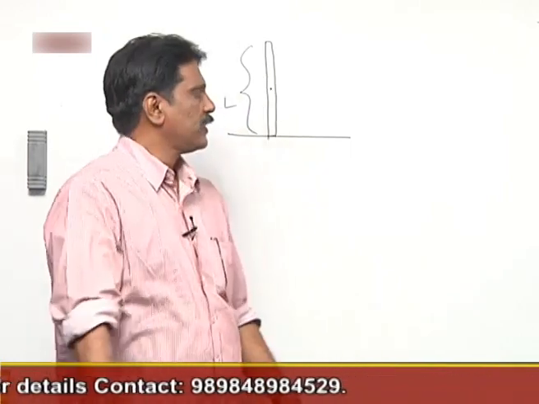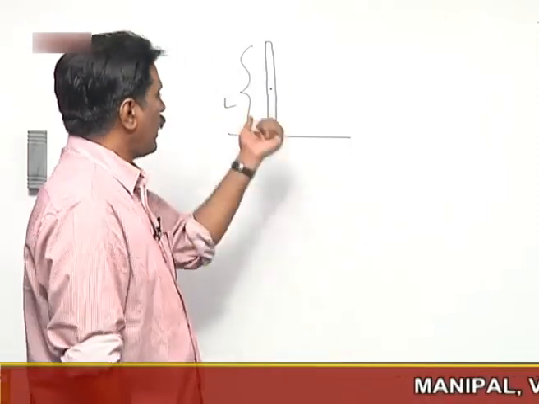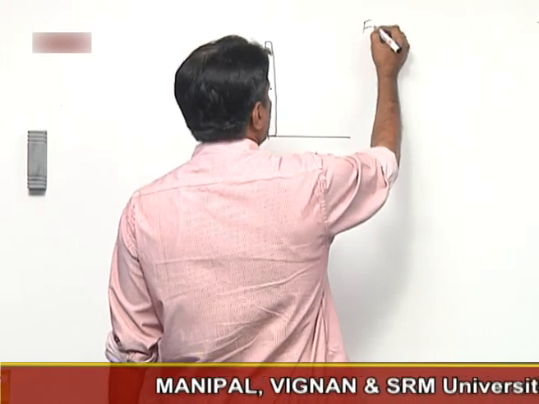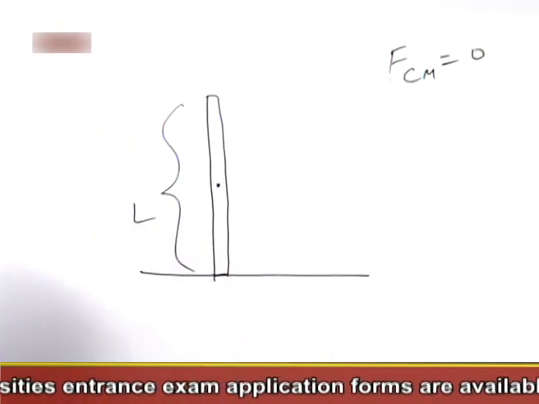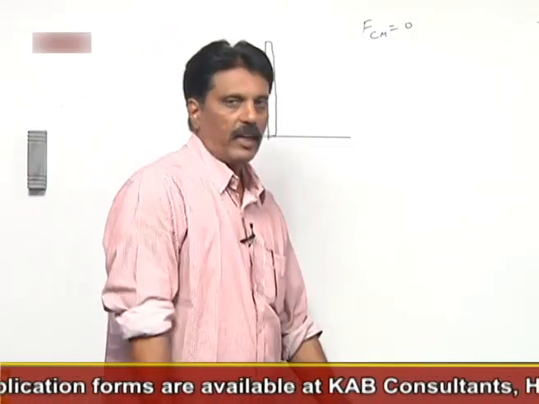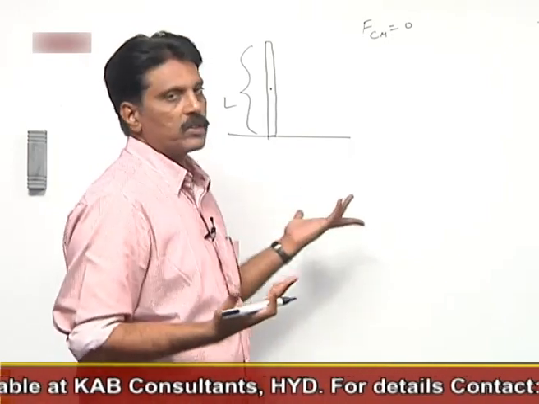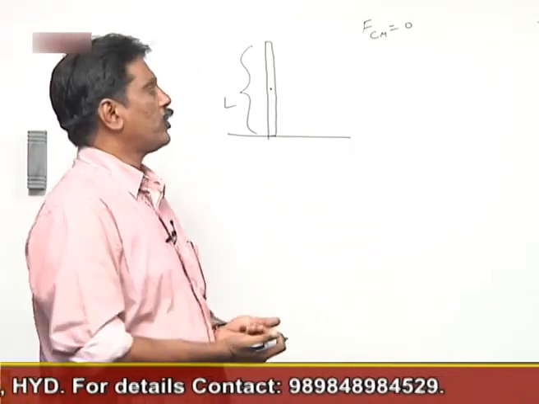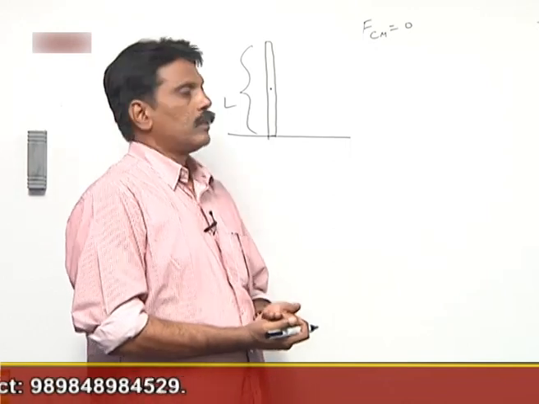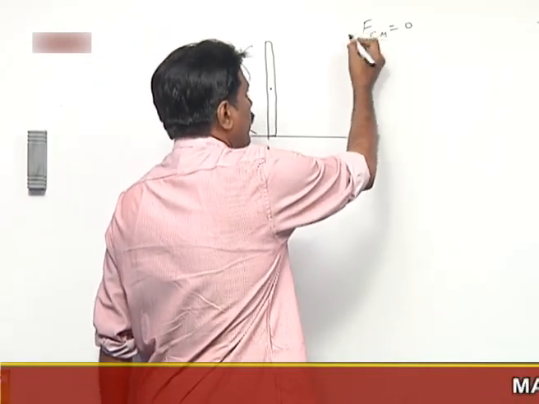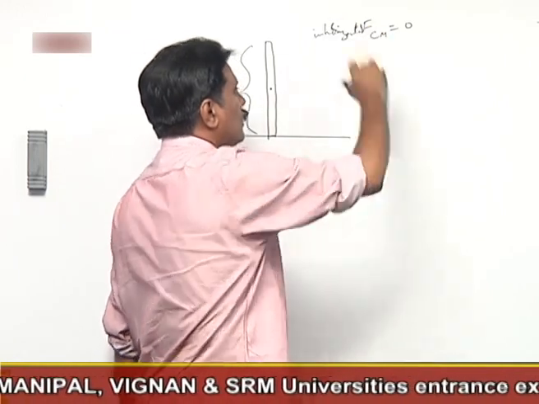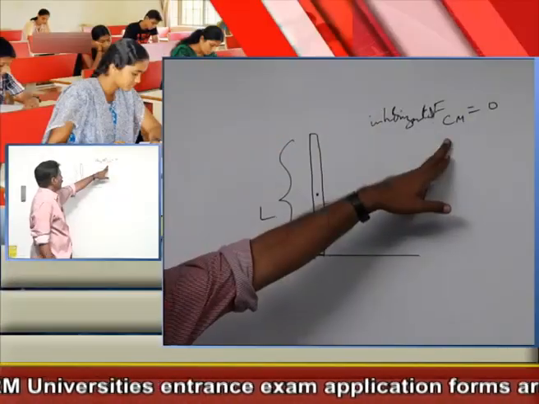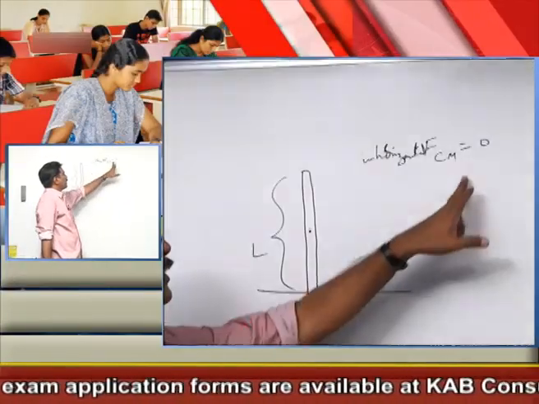So when it falls like this, how is the center of mass moving? Logically, you already know that if the external force is 0, the force on the center of mass is 0. If the external force on the rod is 0, the center of mass is not experiencing any force. When it is not experiencing any force, it should not move. Any force means in the horizontal direction. The center of mass is not moving in the horizontal direction because F_CM in the horizontal direction is 0.